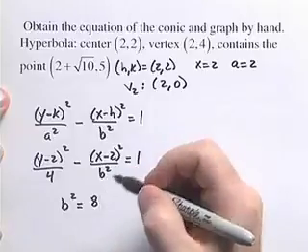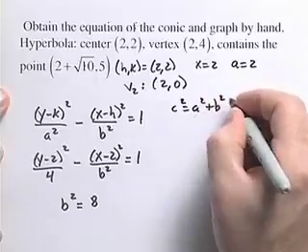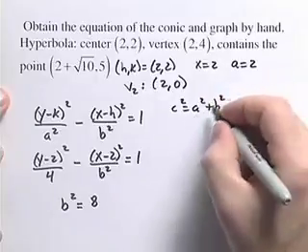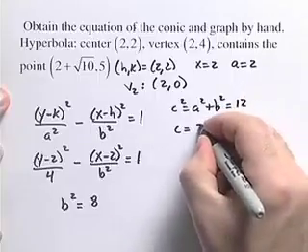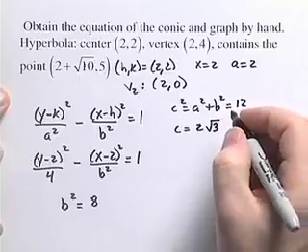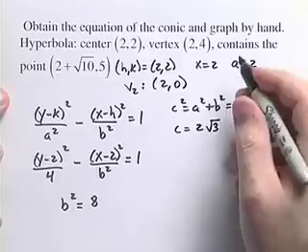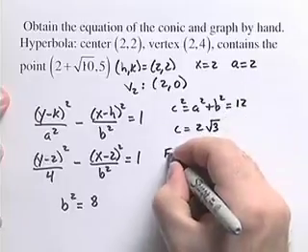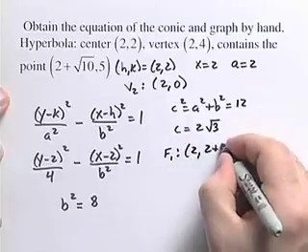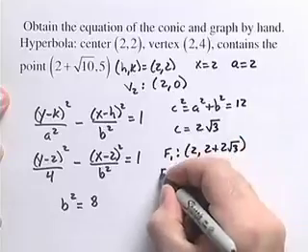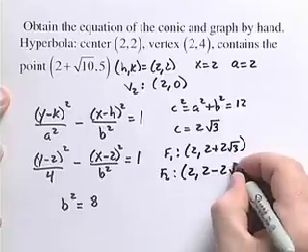We can use that to find our value for c. Since c squared is equal to a squared plus b squared, a squared plus b squared is going to give us 12, which means that c is equal to 2 times the square root of 3. Therefore, the foci are 2 times the square root of 3 units above and below the center. So we'll get one focus at the point (2, 2 plus 2 root 3). And our second focus will be at the point (2, 2 minus 2 root 3).